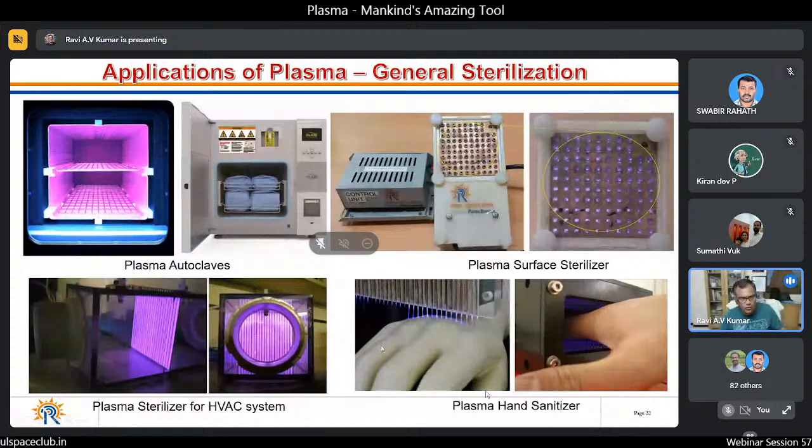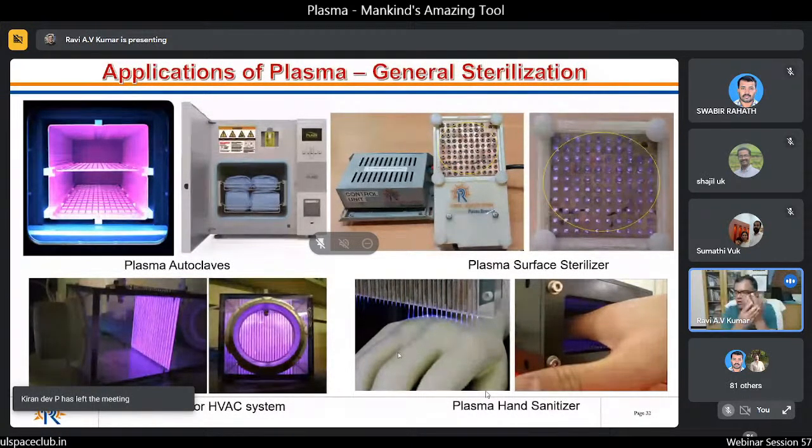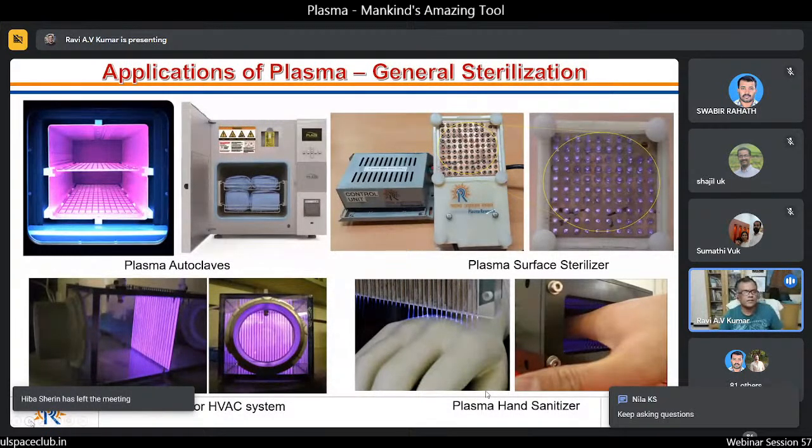So these are concepts for hand sanitizers, where instead of using the sanitizing gel, you just put your hand into the plasma chamber, and since plasma behaves like a liquid, it will cover all the parts of your hand, effectively sterilizing them in just a couple of seconds. So these are some concepts of sterilizing using plasma.